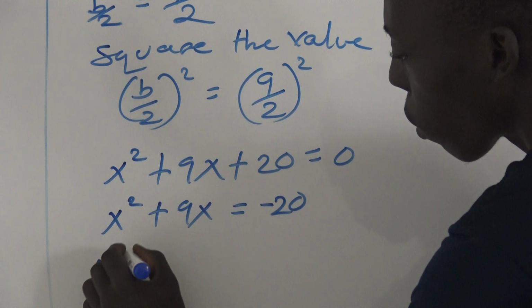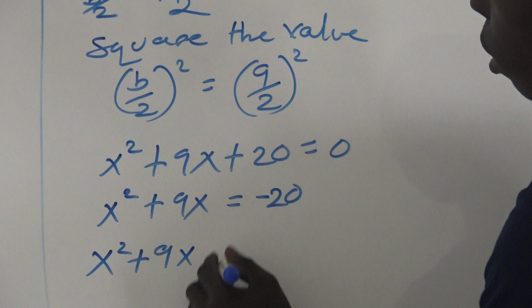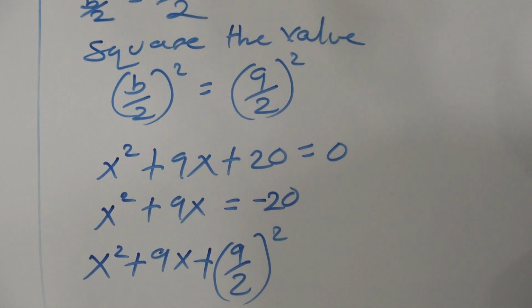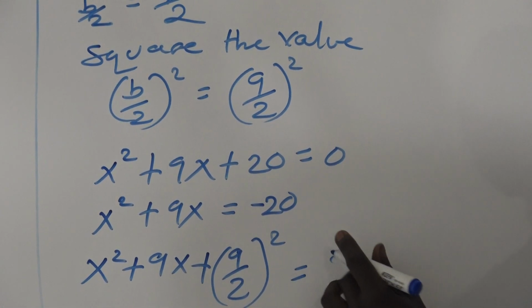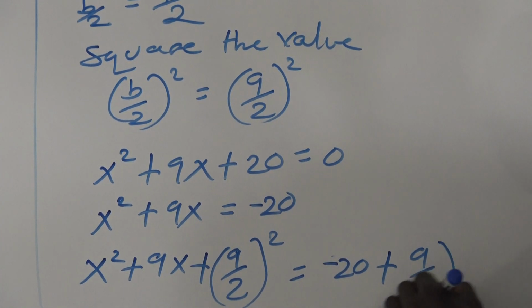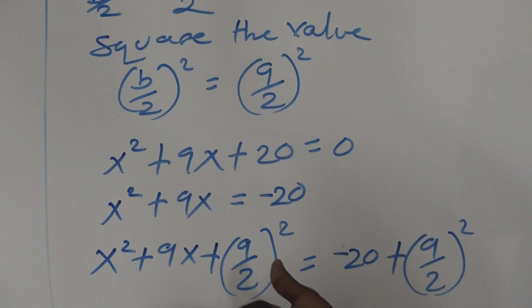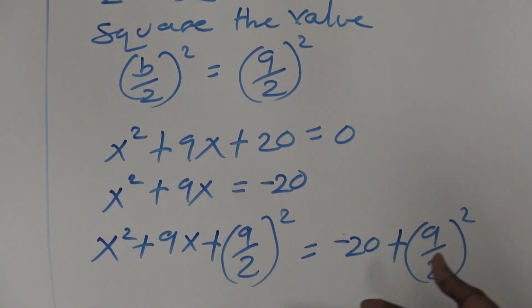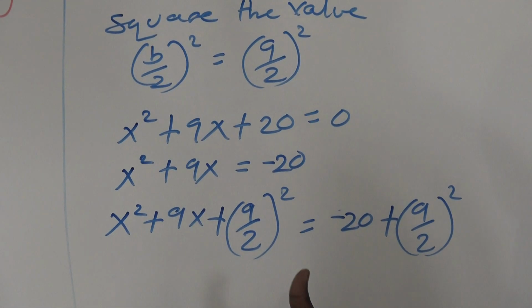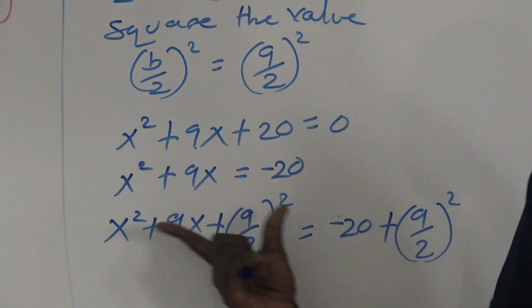So for this case, it will be x squared plus 9x plus 9 out of 2, the whole thing squared, which must give us negative 20 plus 9 out of 2, the whole thing squared. That will be our result after adding what we have squared on both sides. But also we say that when you reach this step, you must know which number you can expand in order for us to come out with exactly this one.